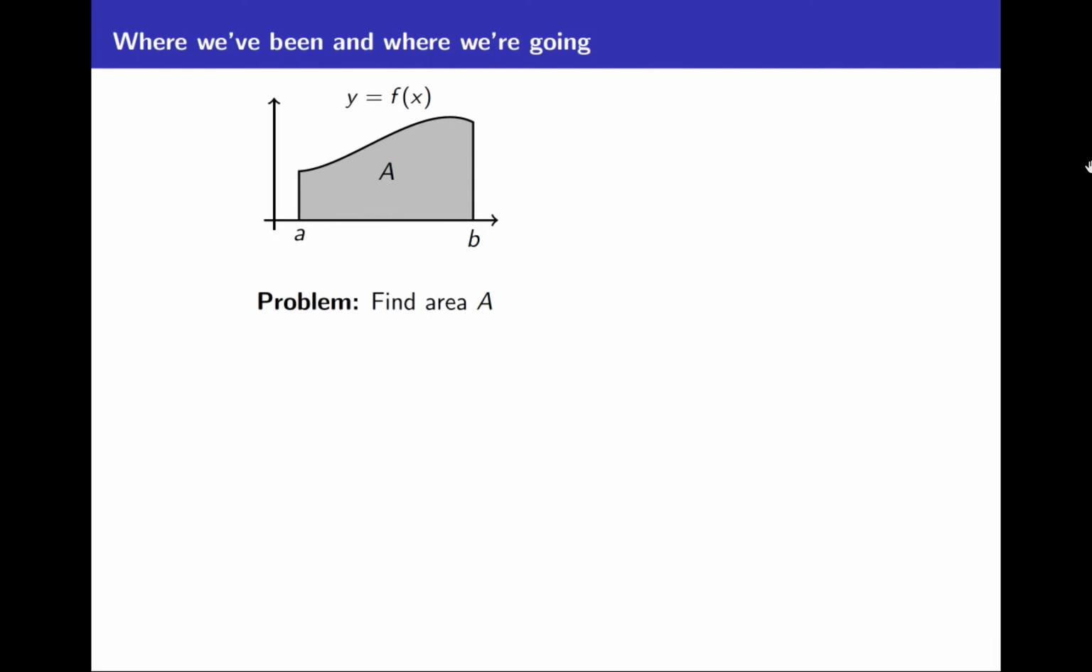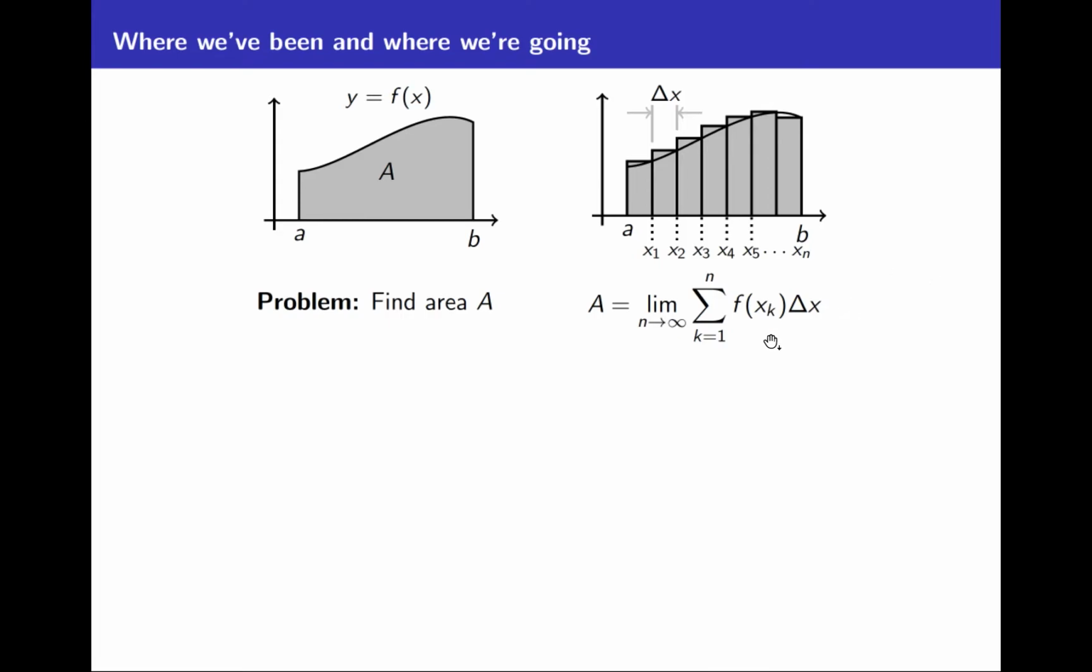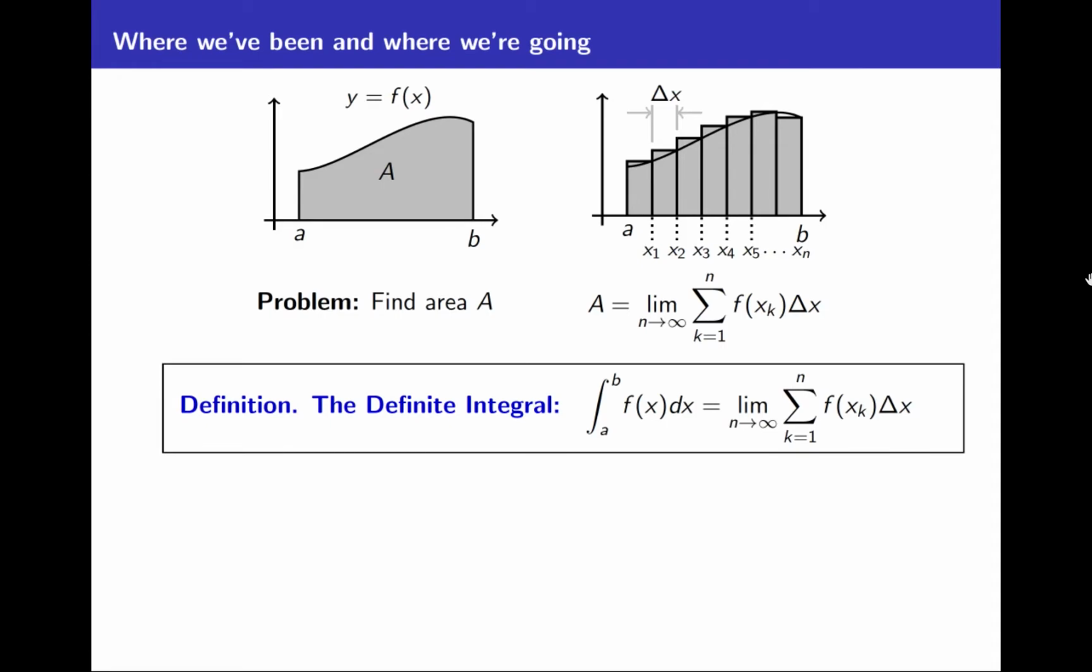We've spent some time talking about the problem of finding the area A under the graph of a function f. And we got a formula for it. The area equals the limit as n goes to infinity of this Riemann sum of the areas of n rectangles. That led to a major definition. The definite integral from a to b of f of x dx, by definition, equals the number, which is the limit from our area formula.